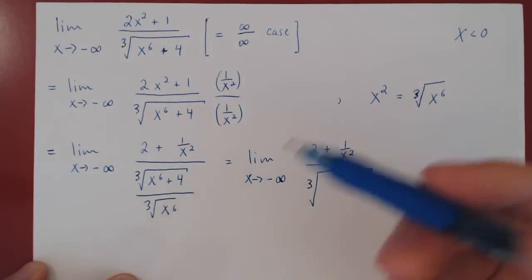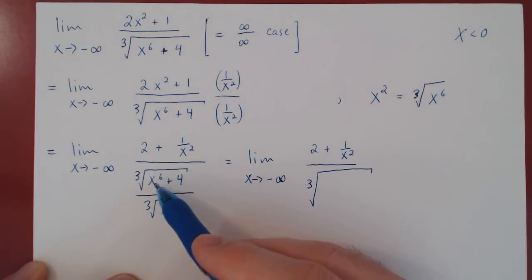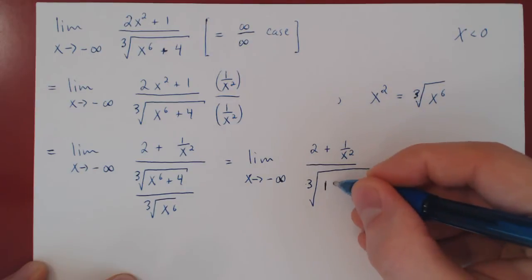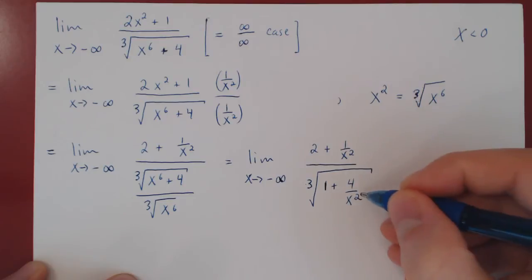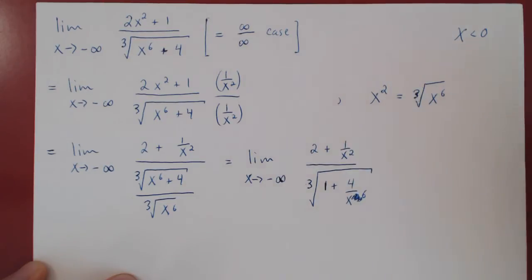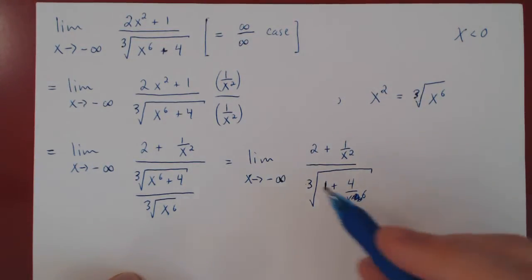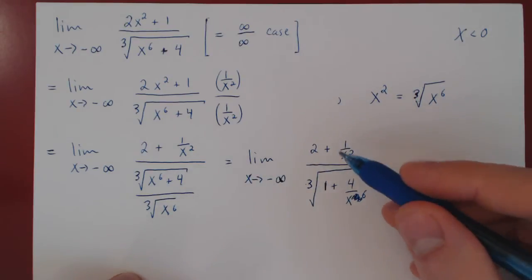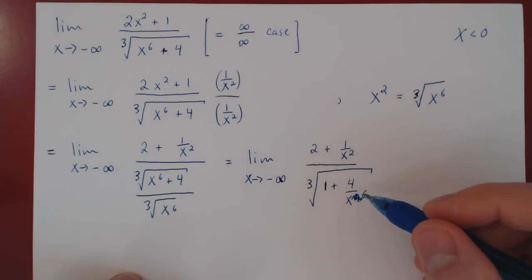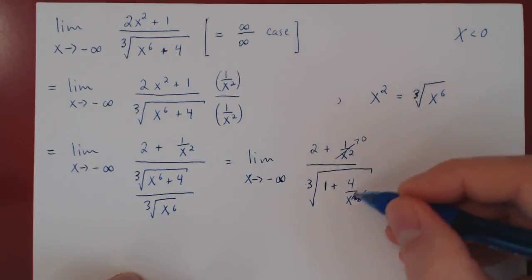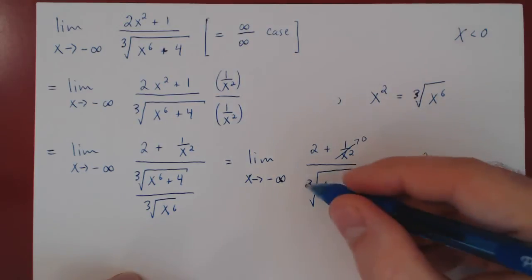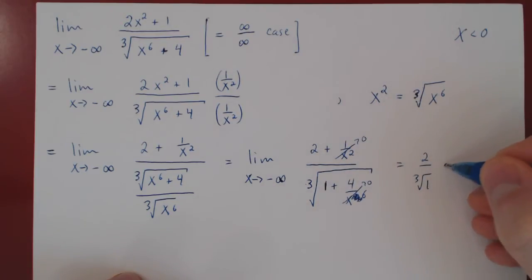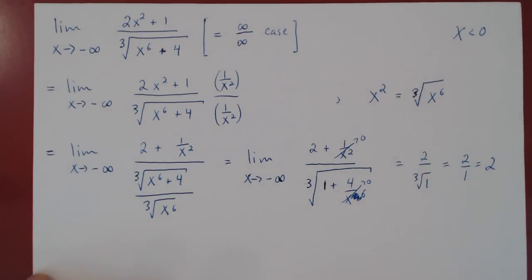And I'll divide in one go. So x to the 6 over x to the 6 is 1 plus 4 over x to the 6. And now as x goes to negative infinity, 1 over x squared goes to 0. 4 over x to the 6 goes to 0. So we're left with quite simply 2 over the cube root of 1. But the cube root of 1 is simply 1. So the answer is 2, and that's it.